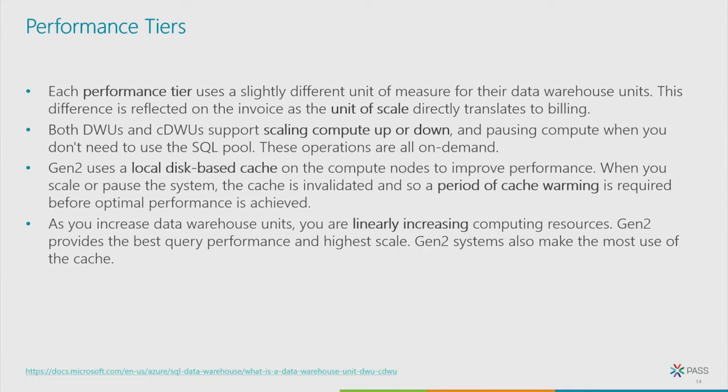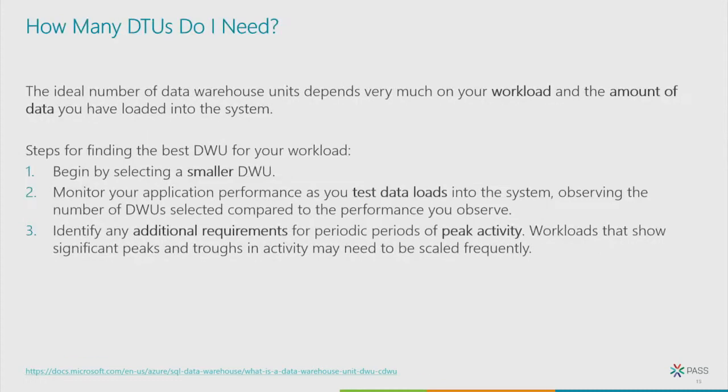Gen 2 has better performance. It has a local disk-based cache to improve the performance, and then you get a period of caching warm-up for optimal performance. Keep that in mind when you're spinning things up. It takes a little bit of a while, but then it'll be fine. And the idea is as you increase performance, it's linear. Instead of having diminishing returns, if you're trying to scale up a normal SQL data warehouse, it isn't linear. This is linear, so you're getting the value that way.